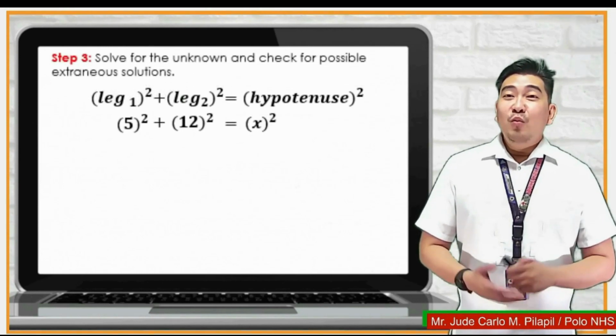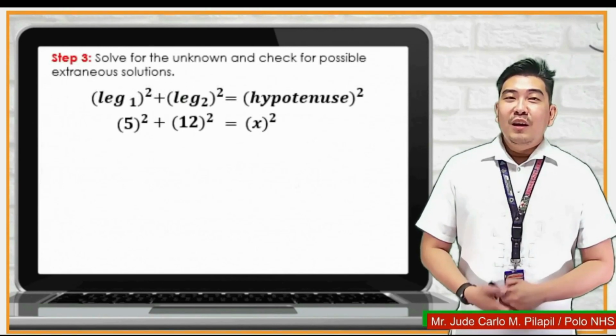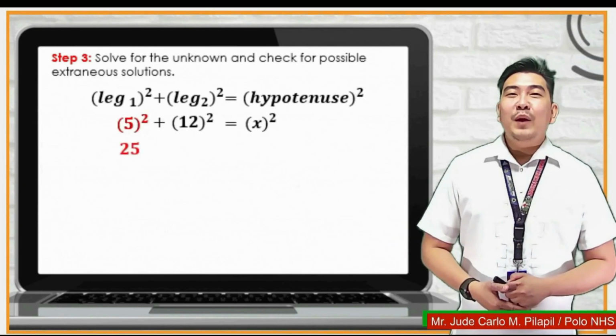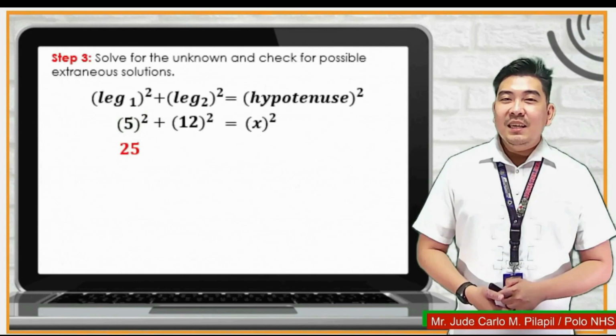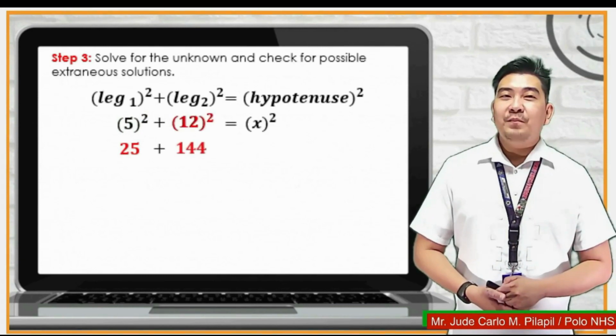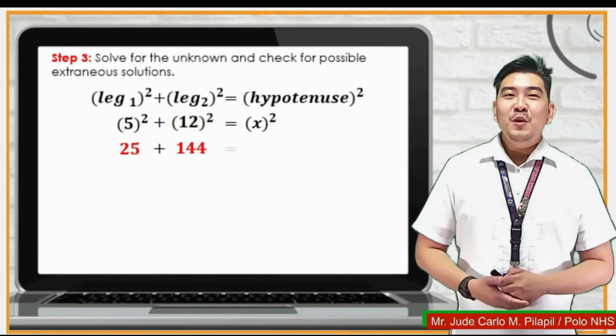Step number 3, we need to solve for the unknown. So from this equation, 5 squared is simply 25, plus 12 squared is 144, is equal to x squared.